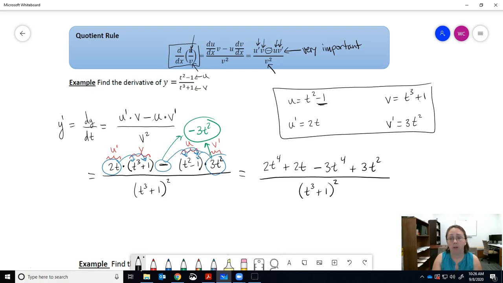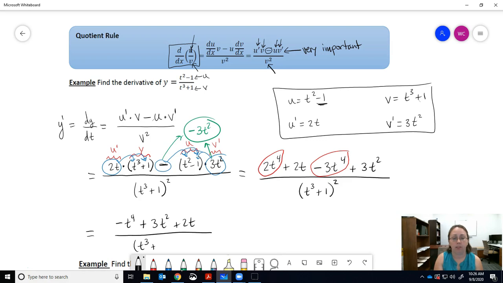So, did that help? You can actually go even further because you have common terms, like terms. Both of these are t to the fourth, so we can put those together. That would give us 2 minus 3, so negative t to the fourth. I'm going to put it in descending order, so plus 3t squared plus 2t. All of this over (t cubed plus 1) squared.